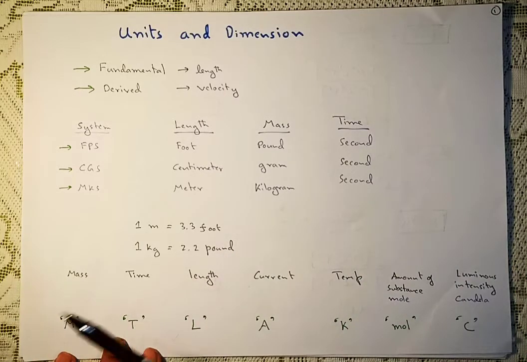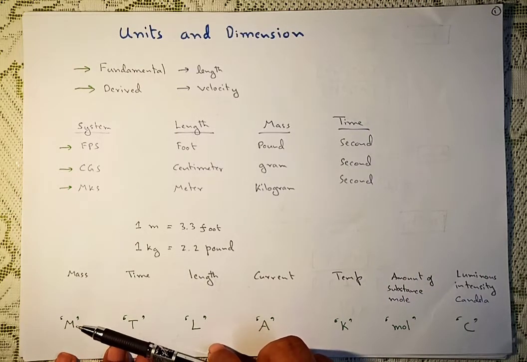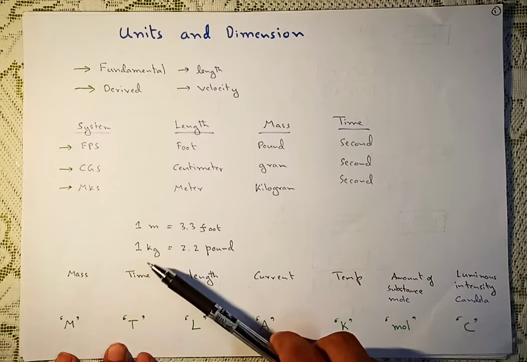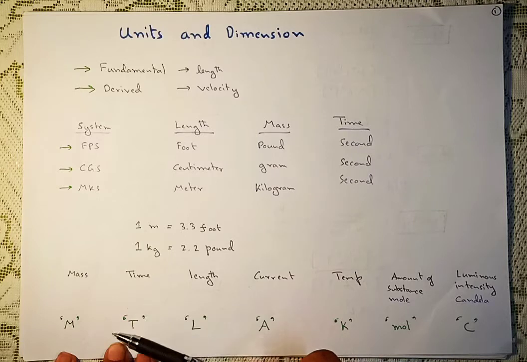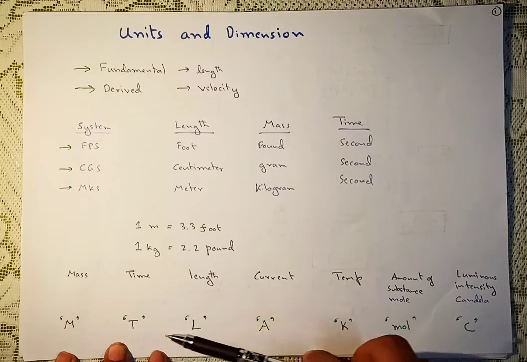So fundamental units have been written in this form. These are the fundamental units, and the last two also come under the fundamental units. Mass is denoted by the letter M. This is the symbol. T is for time. This is the symbol for time. Length is L. These are the three most commonly used.